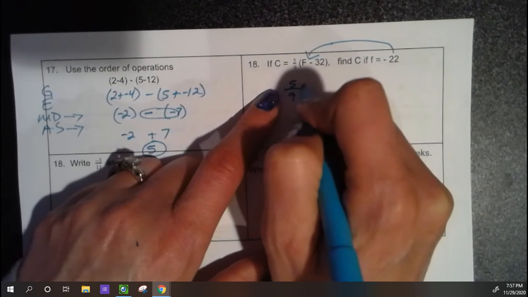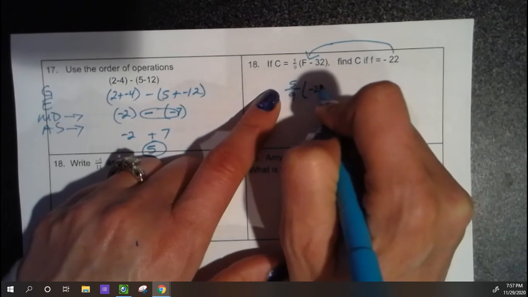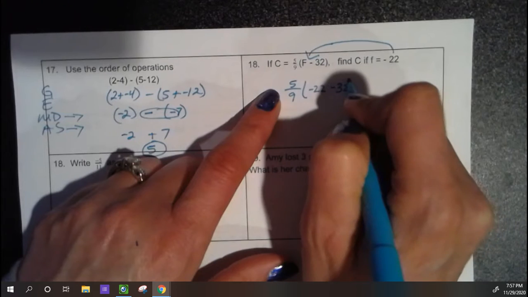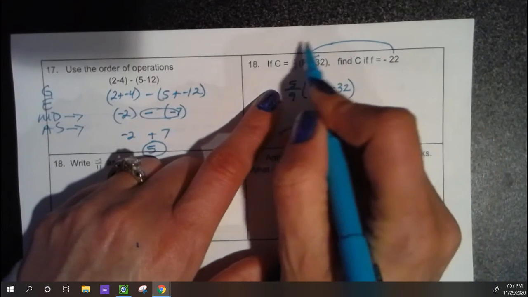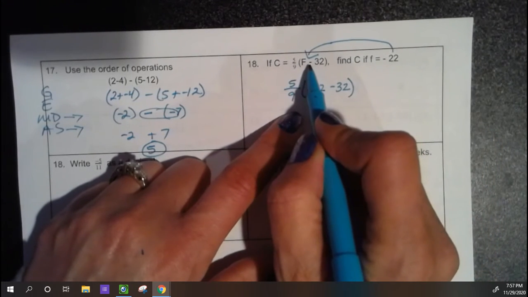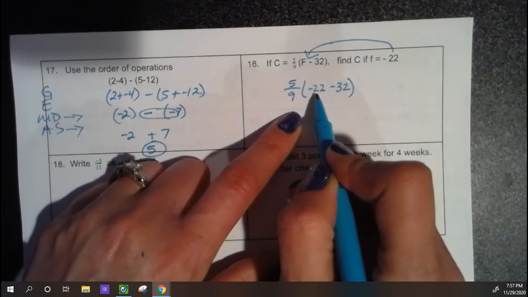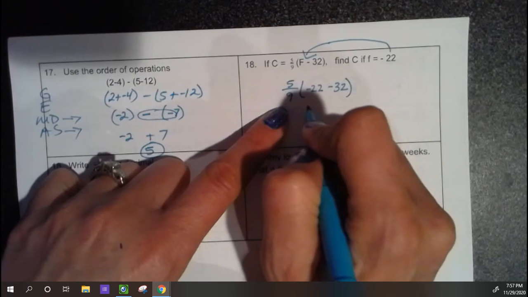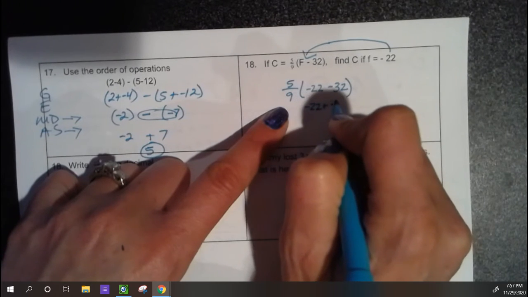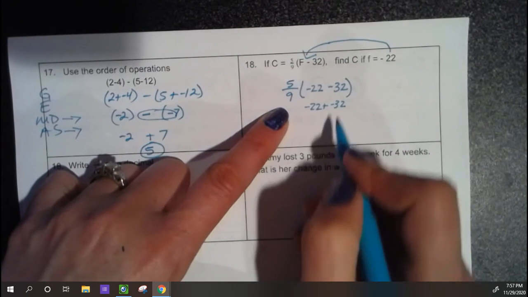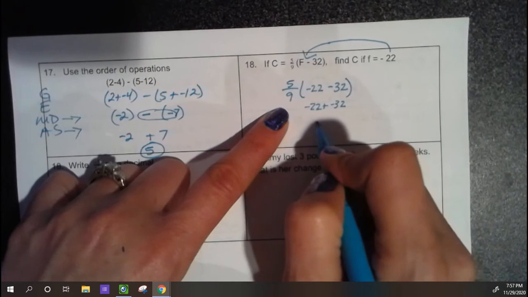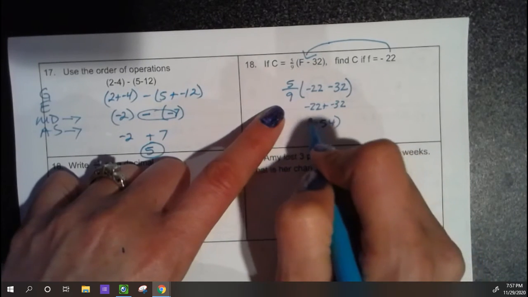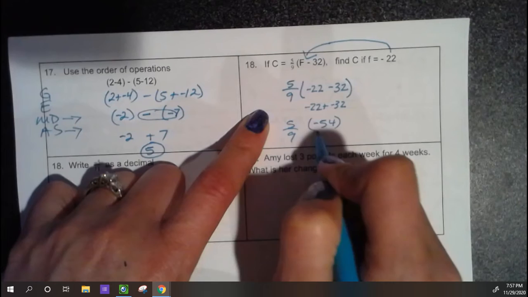So the first thing I'm going to do is plug my number in there. The negative 22 goes in where the F was. That's substitution. So all I've done is put a negative 22 where the F is. Now by the grouping symbols, I need to do those before the multiplying. This really means a negative 22 and a negative 32. Subtraction's adding a negative. So that's negative 54 because I'm adding them because they're both the same.